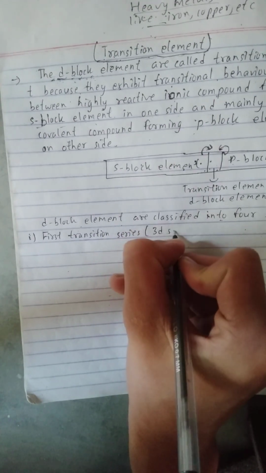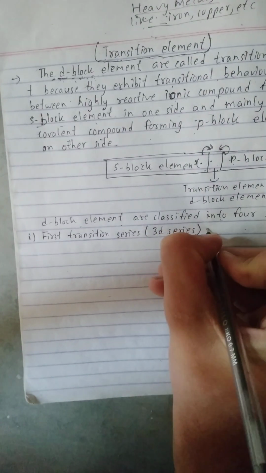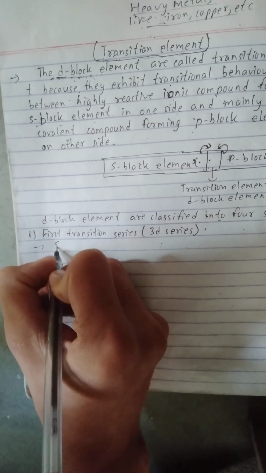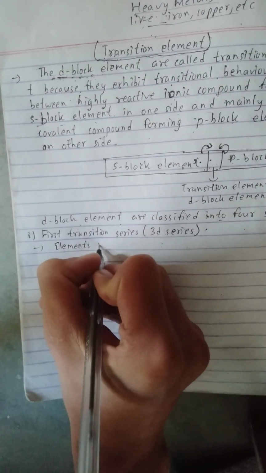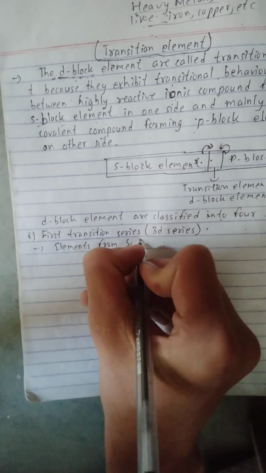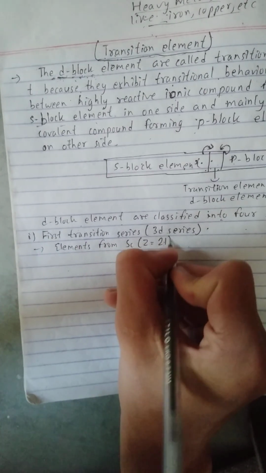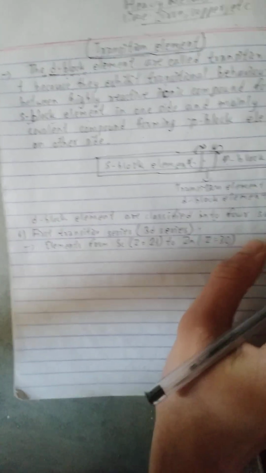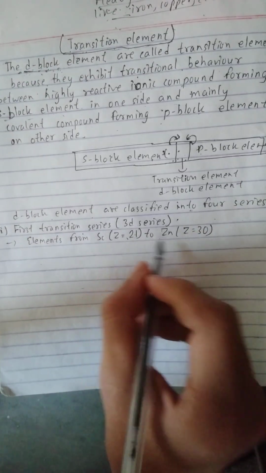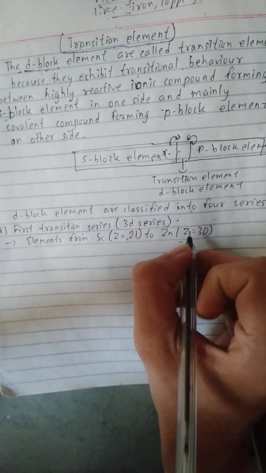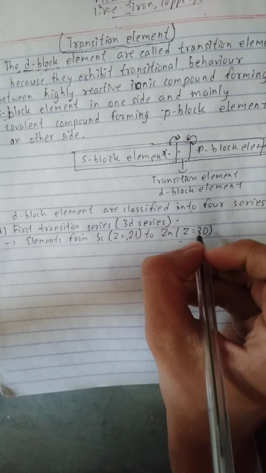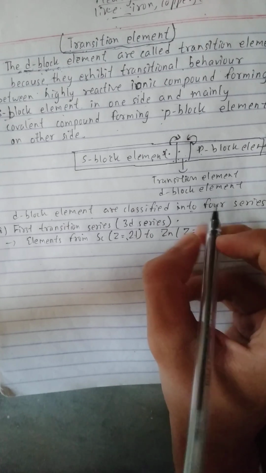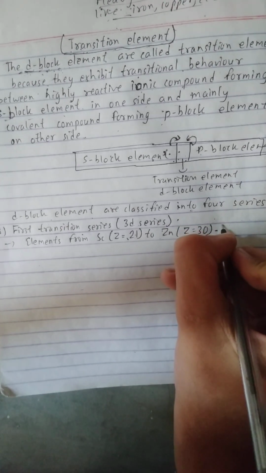It is also known as the 3D series. The elements in this 3D series are from scandium, Z equals 21, to zinc, Z equals 30. The elements 21 to 30 are classified as the 3D series, also known as the first transition series. It is in the fourth period of the periodic table.